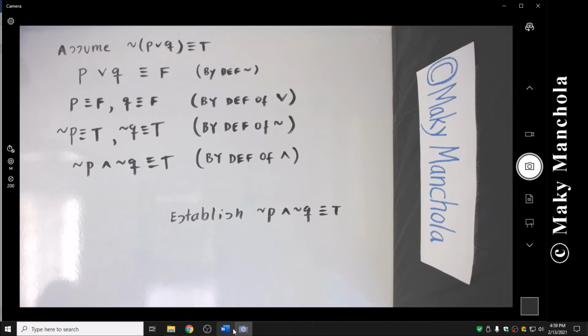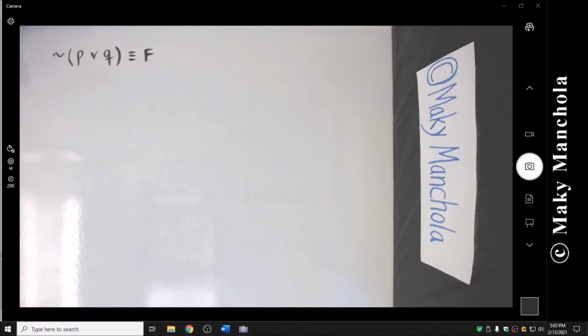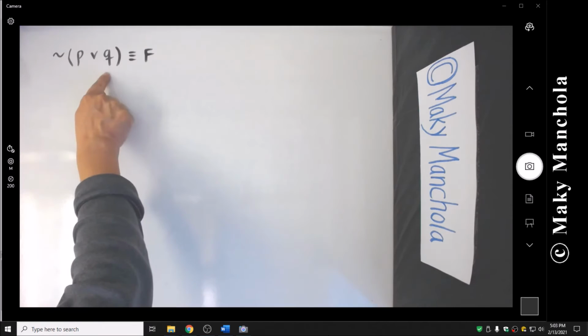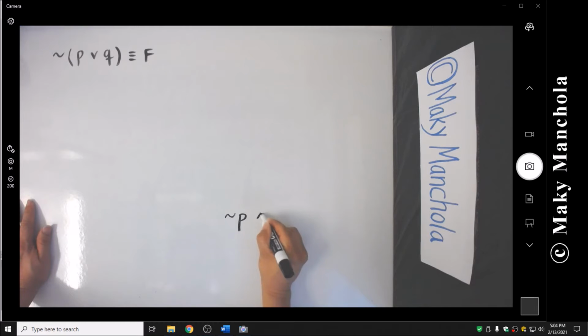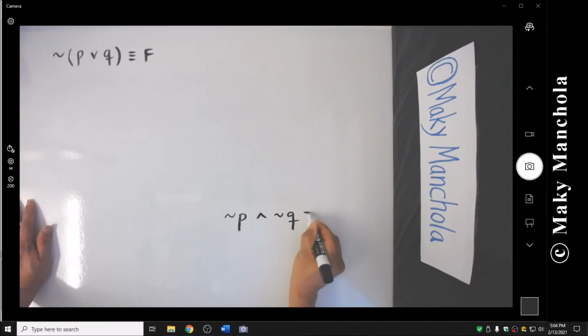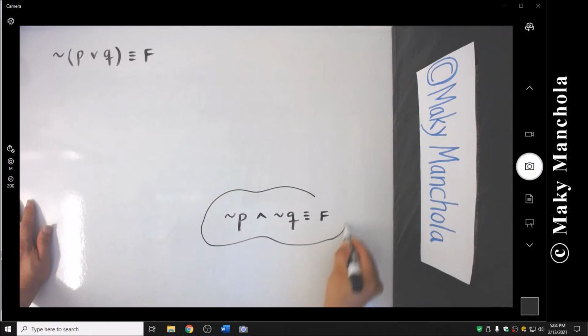Let's consider the other case. Another case is start with negation of P or Q being false. So now we assume that the negation of P or Q is logically equivalent to false. What we want this time is we want to establish that negation of P and negation Q is also false. So this is our goal right here.